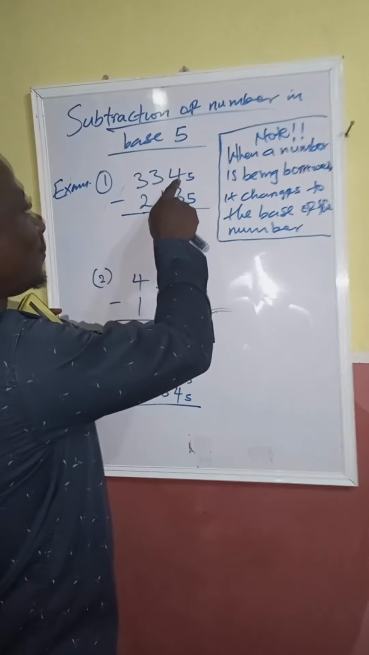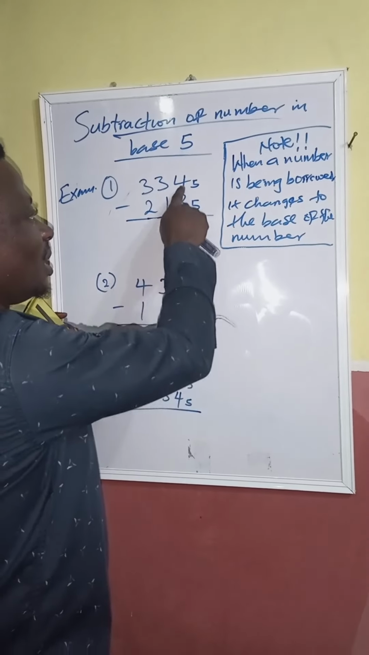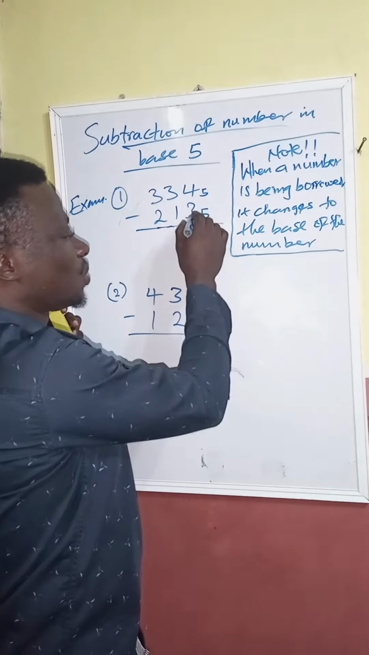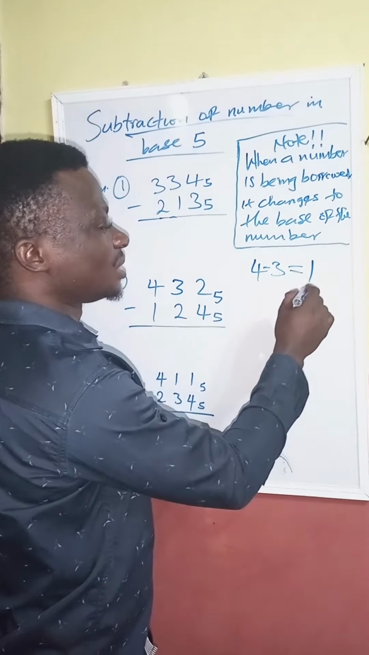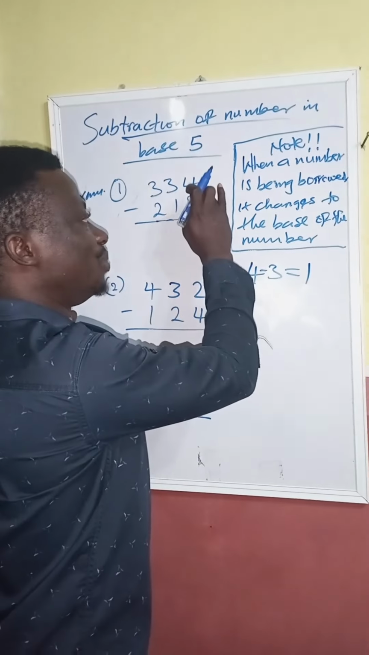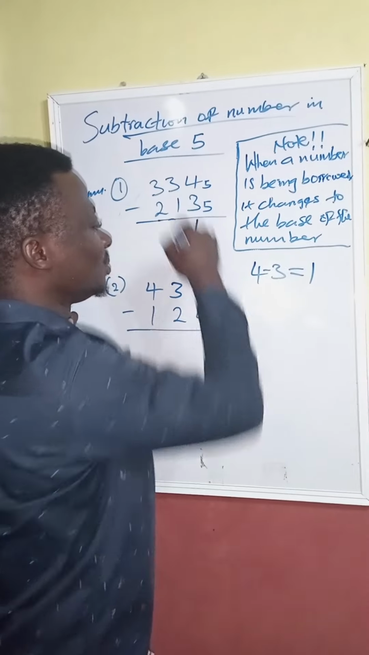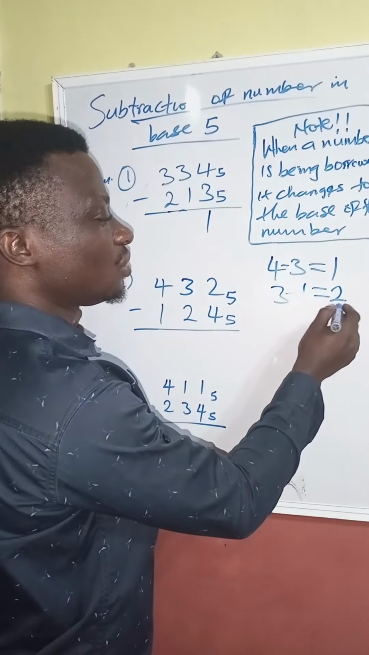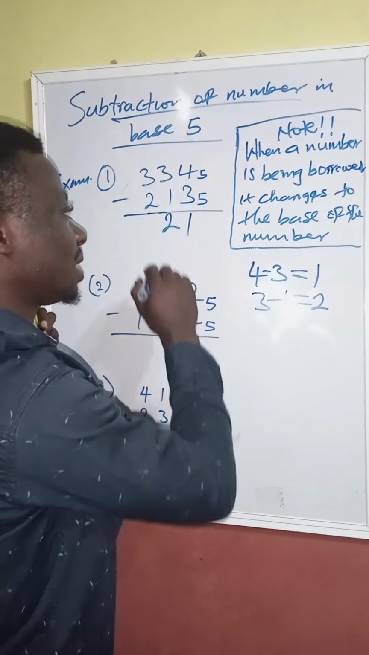We have 334 in base 5 and we have 213 in base 5. If you look at this, this will be what? 4 minus 3. We are going to have 1. Since this one is not up to the base that we have here, we are going to write the 1. Now, if you look at the second number, we have 3 minus 1. It's going to give us 2. If you look at it, this 2 is not up to the base. You are going to write this 2 as well.